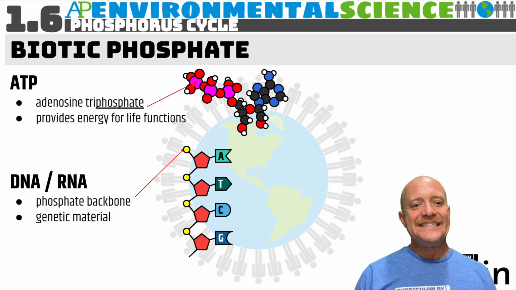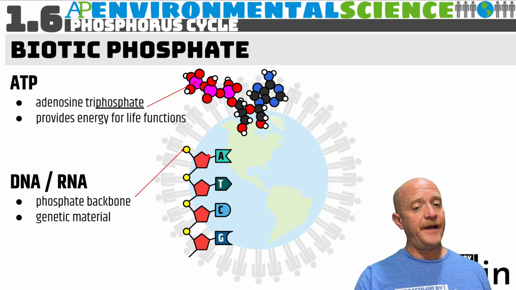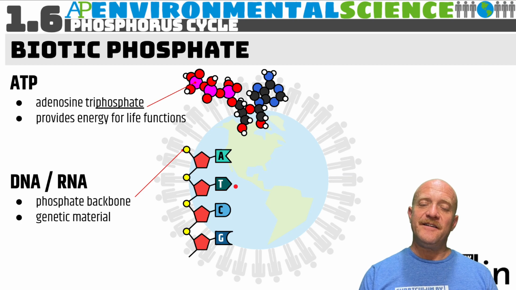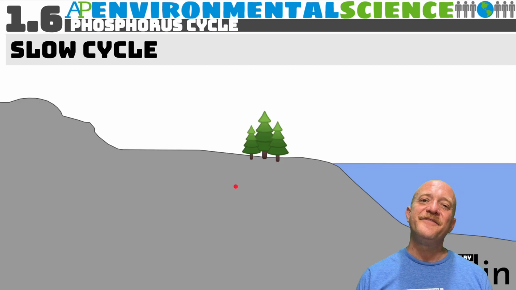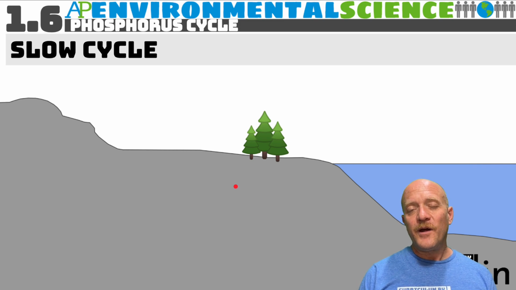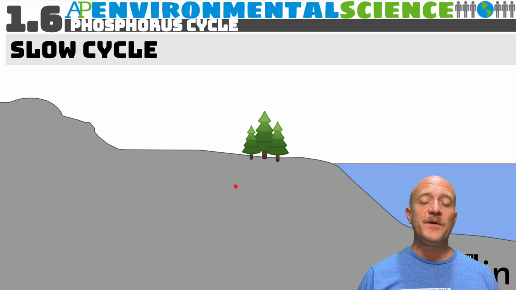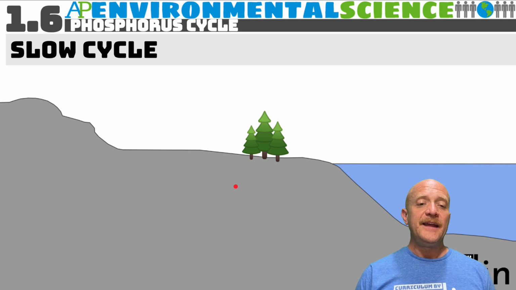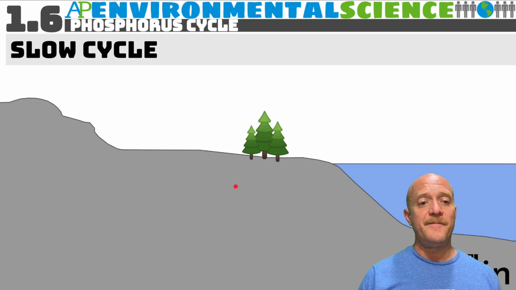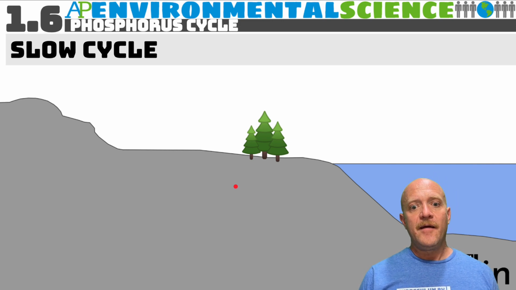But also, DNA and RNA have phosphates as part of the backbone of DNA. So these little yellow circles, this is very, very simplified, but phosphates are required for the structure of DNA. So phosphate is very important. The other thing is it's a very slow cycle, and one other thing to remember is phosphate only has a solid component. There is no gaseous phase of the phosphate cycle. The phosphorus cycle is literally phosphate moving slowly because it's basically in rock in solid form.